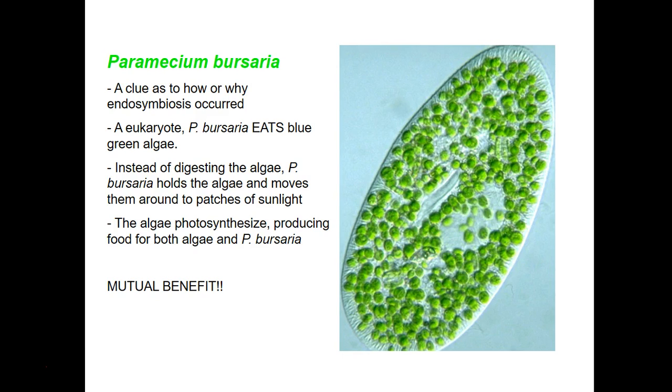And your mitochondria reproduce by binary fission, which is the same method that bacteria reproduce. So here's a nice living example, a clue as to why endosymbiosis occurred. There is a eukaryotic protist called Paramecium bursaria, and it eats blue-green algae. But instead of digesting and eating the algae, it holds the algae in its cell and it moves them around in patches of sunlight. So the Paramecium bursaria provides the algae with a nice place to grow, and it provides them with transportation to sunlight, and the algae in return produce food for Paramecium. So it's a mutually beneficial interaction.